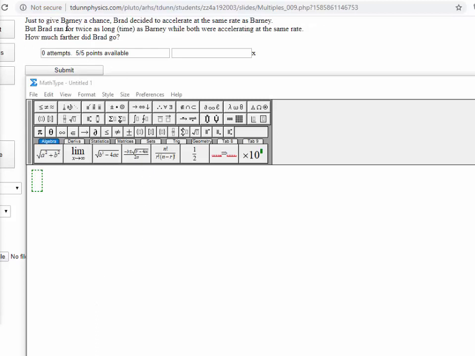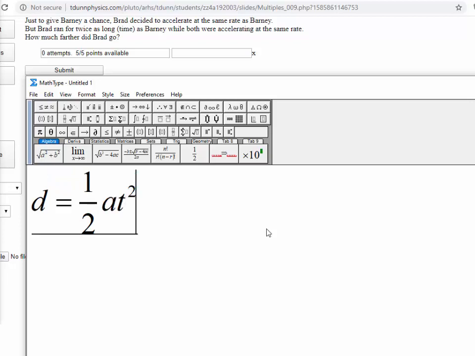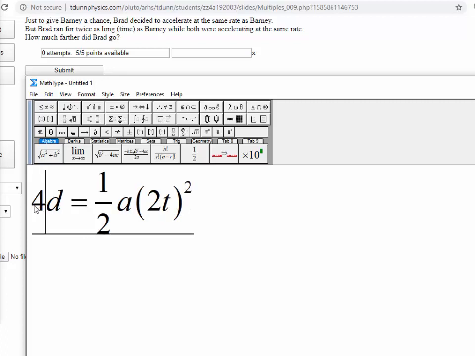Okay, page 9. Just to give Barney a chance, Brad decided to accelerate at the same rate as Barney. But Brad ran for twice as long as Barney, while both were accelerating at the same rate. How much farther did Brad go? This is once again a d equals question, and distance in an accelerating system with an initial velocity of 0 is 1/2 at squared. But this time we're doubling the time, and time is squared. So if we double the time, that squared goes with both of them. 2 squared is 4, so we're going to need to put a 4 over here.